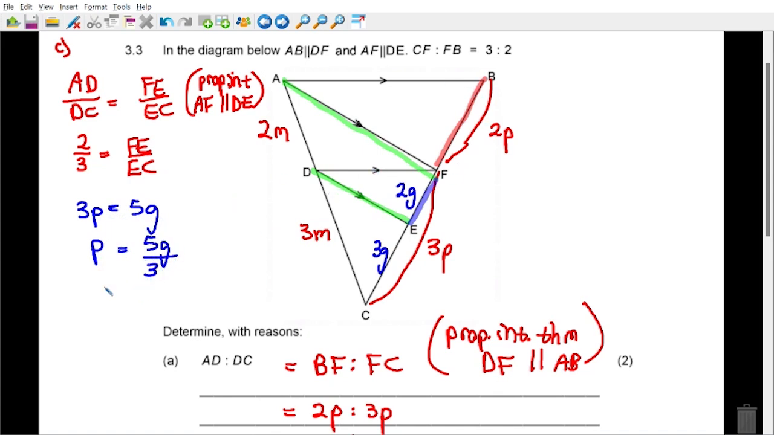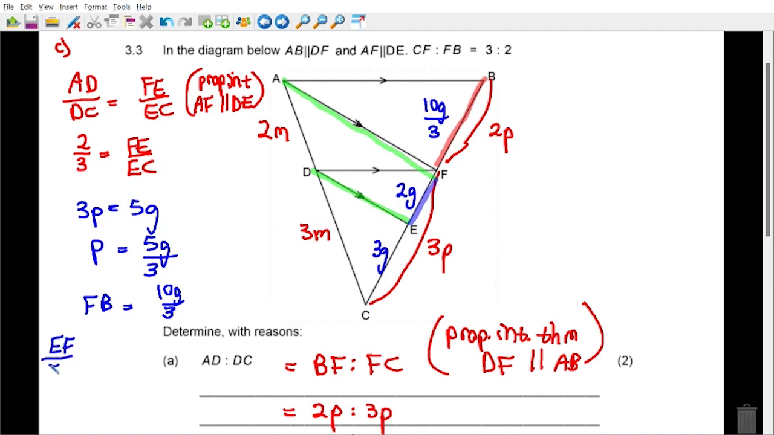And FB is 2 lots of P. So in fact, FB is actually going to be 10g over 3. So now I know that this is 10g over 3 as well as being 2p. And now I've got EF and FB both in terms of g.